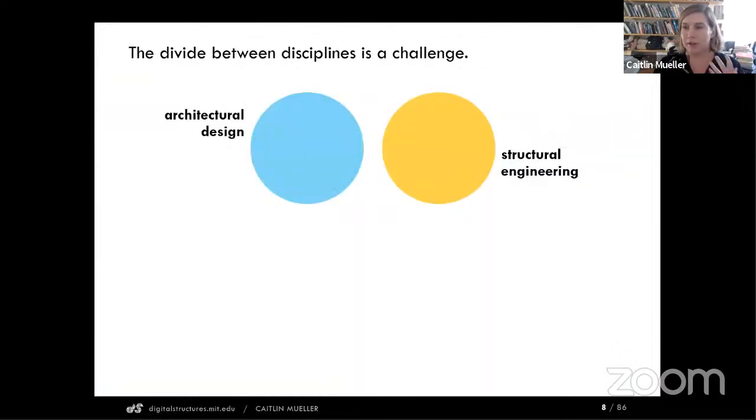We also have a challenge of discipline. There are two disciplines that work on buildings, architects and structural engineers, that are separated from each other in many ways.